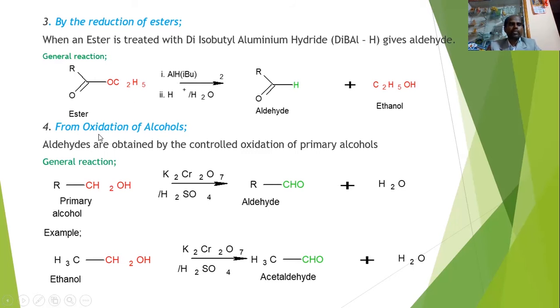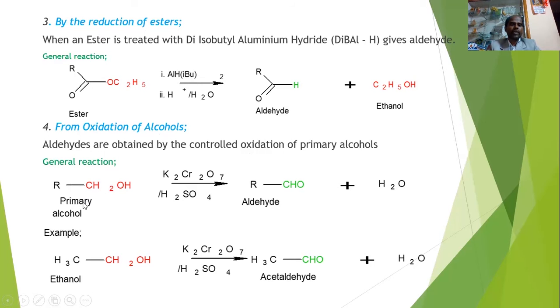Okay, and the fourth method, from the oxidation of alcohol. So by the oxidation of alcohol. That means alcohols on oxidation give aldehydes and ketones based on the type of alcohol we use. So here I am taking primary alcohol. So this is one category of alcohol.